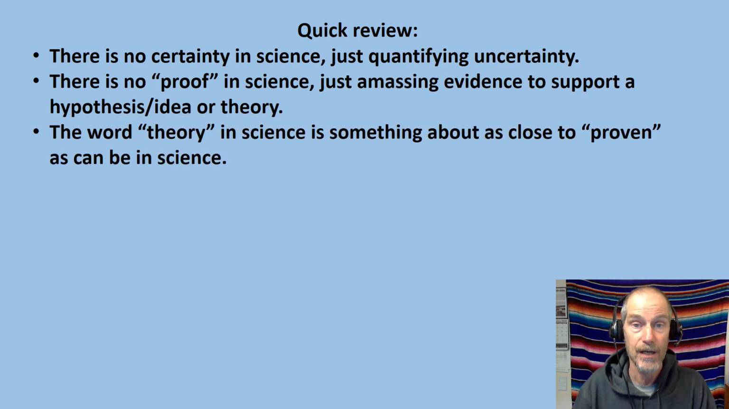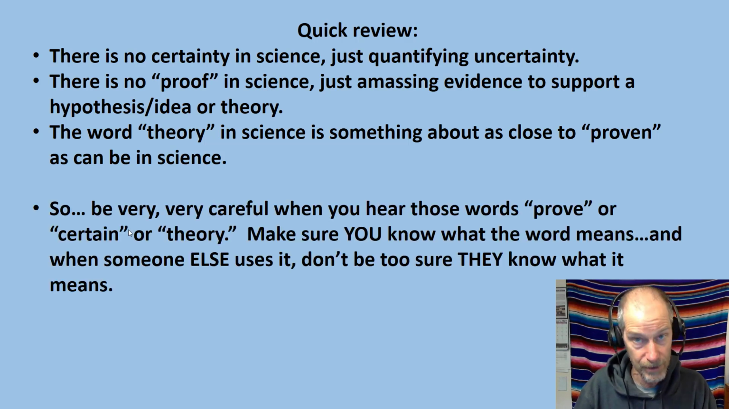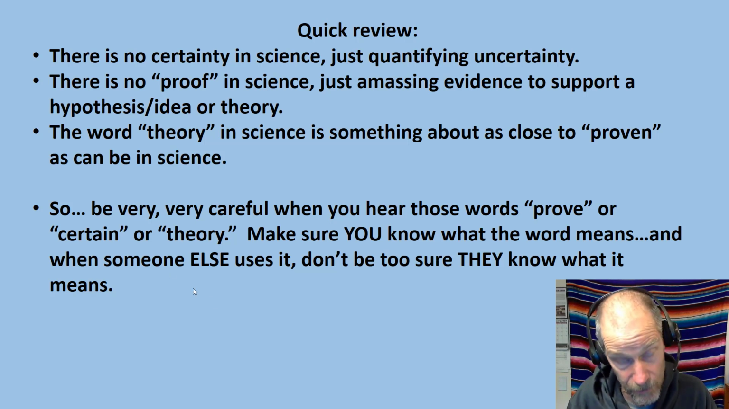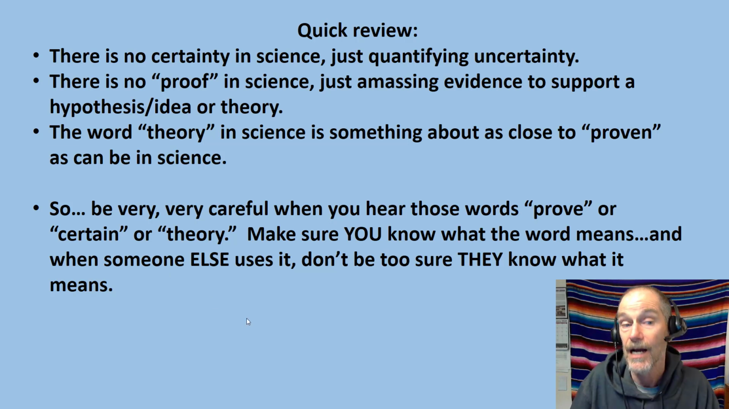Okay, quick review. There's no certainty in science, just quantifying uncertainty. There's no proof in science, just amassing evidence to support a hypothesis, idea, or a theory, always keeping open to the idea of disproof. And the word theory in science is about as close to proven as can be in science. So our theories were really strong hypotheses. They're probably true, but you never know. There have been scientific revolutions before where long-standing theories have been overturned. And it will happen again in the future, no doubt.